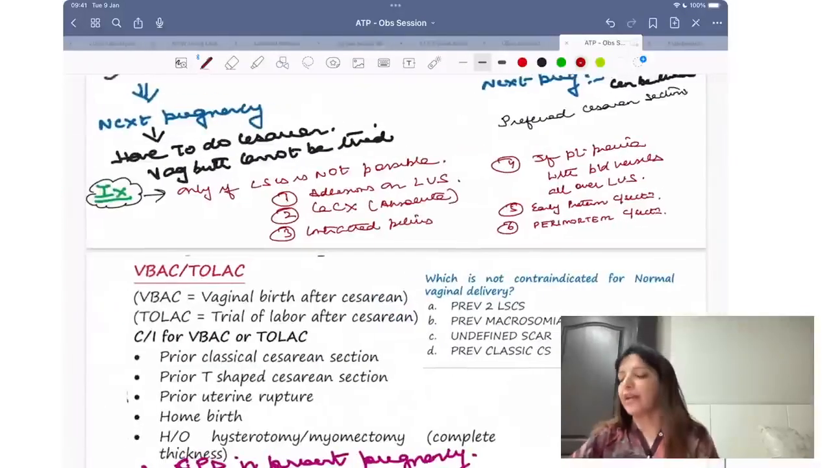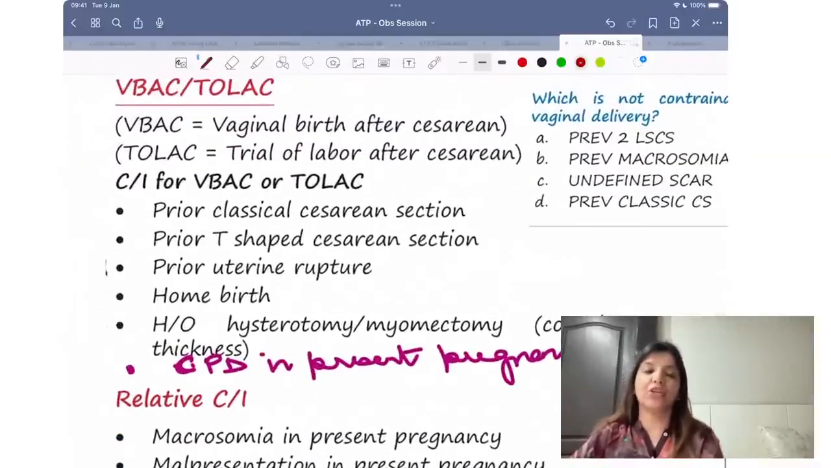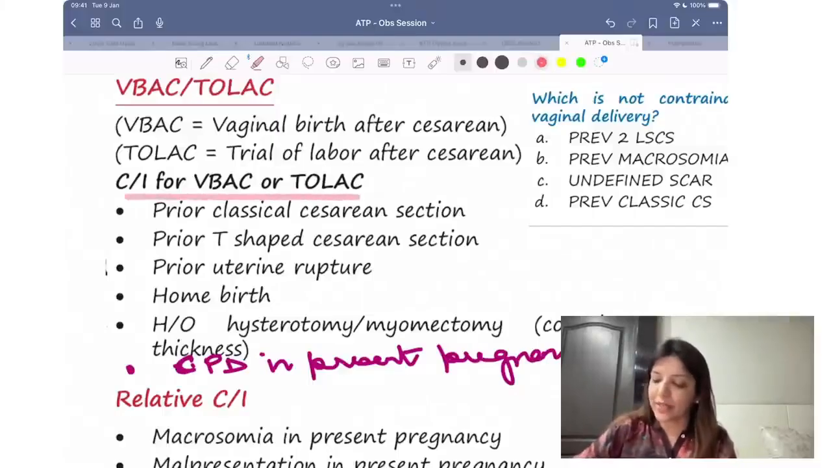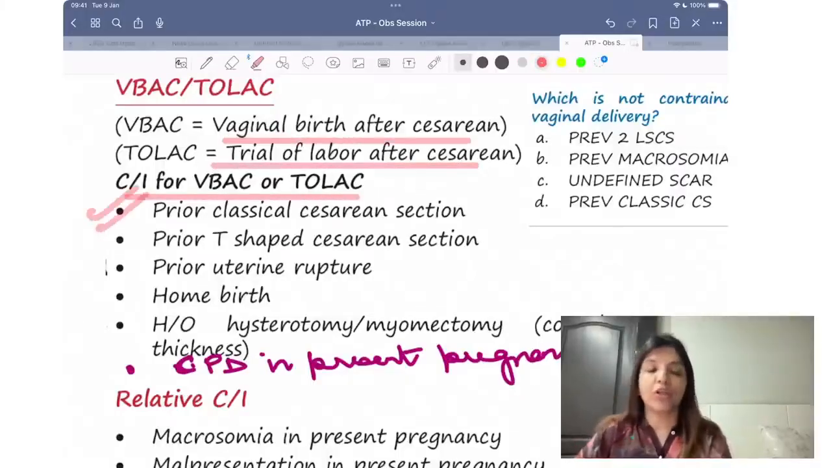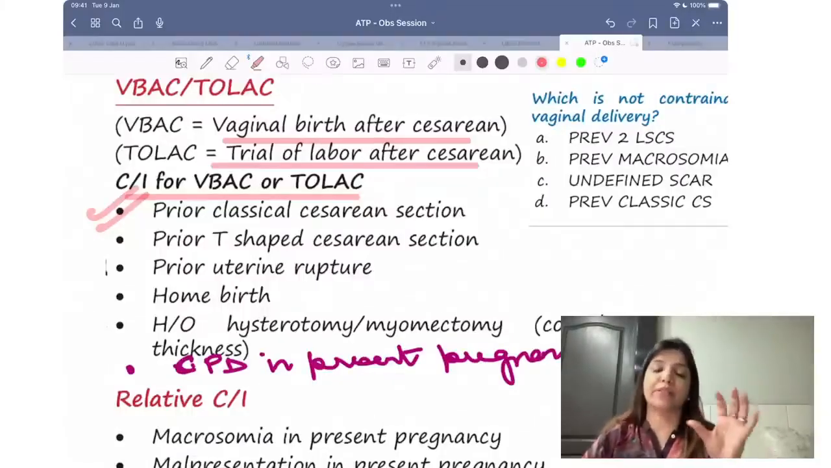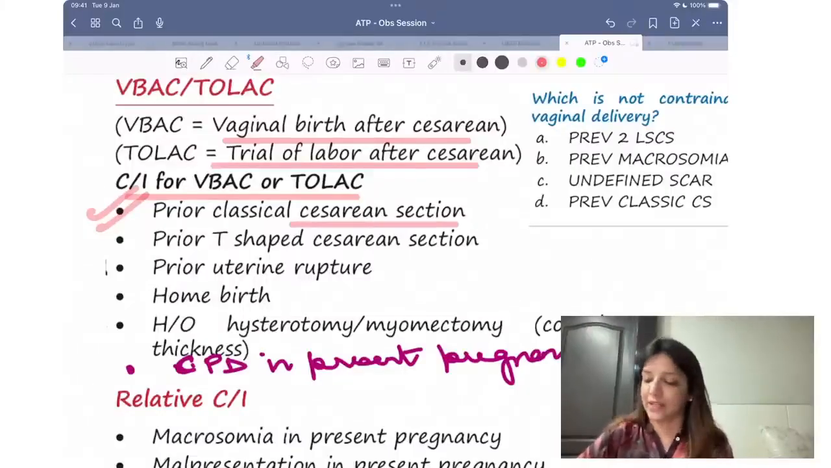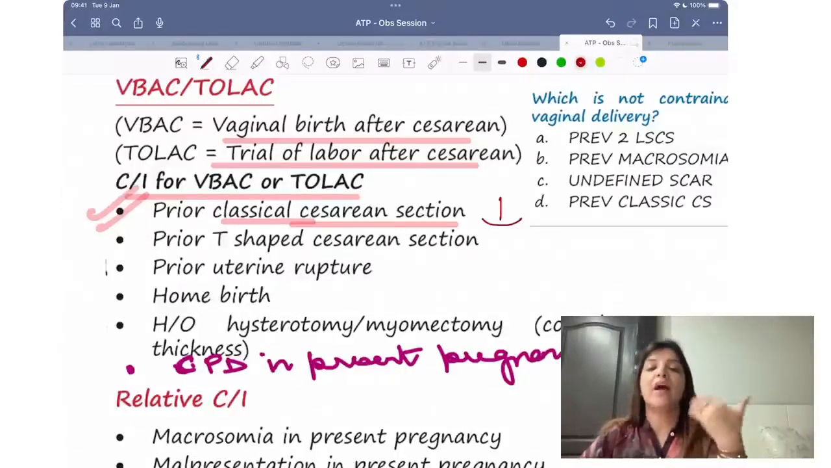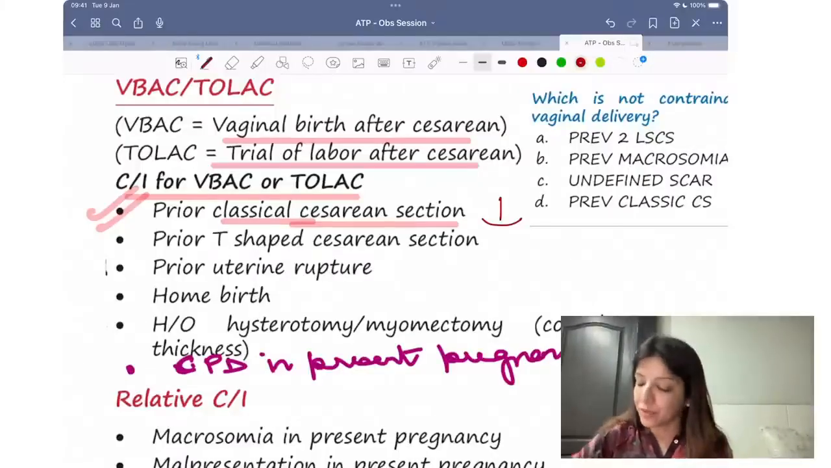Yes. Okay. Then, what are the contraindications for VBAC or TOLAC? That is vaginal birth after cesarean section or trial of labor after cesarean section. It's one and the same thing. This is very, very important because in your FMGE exam 2023, there was a question on this topic. So what are the contraindications? कभी भी incision अगर upper segment of the uterus में दिया है, and कब दिया है? For example, it's a classical cesarean section, या it is a T-shaped cesarean section. T-shaped cesarean section में भी upper uterine segment में incision होगा, right?